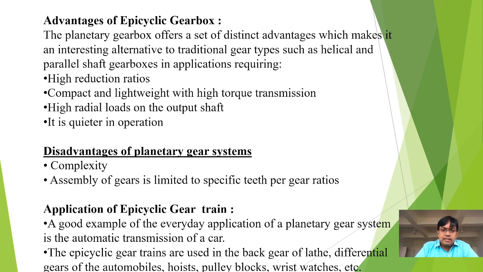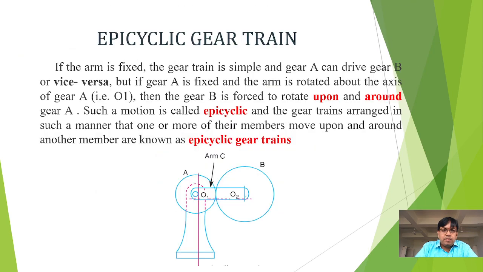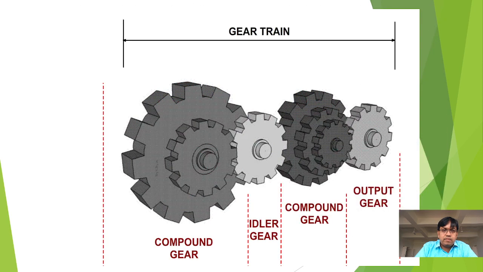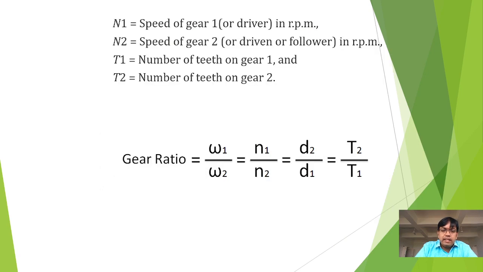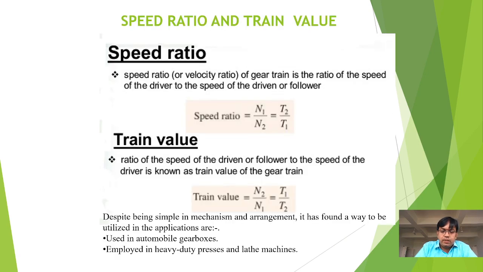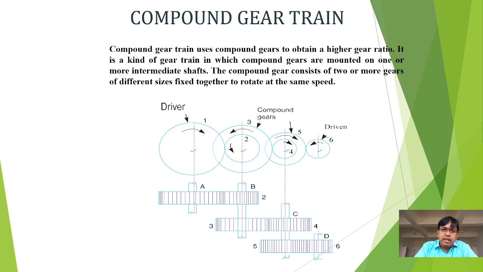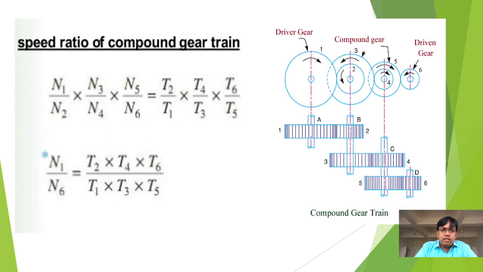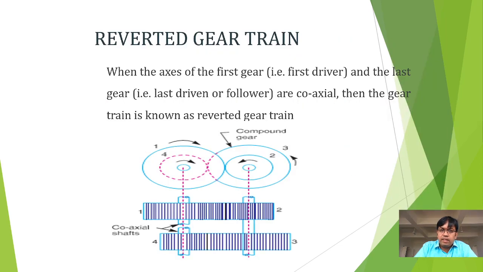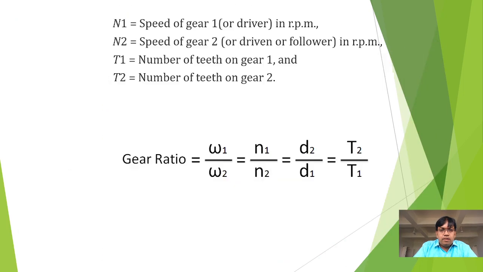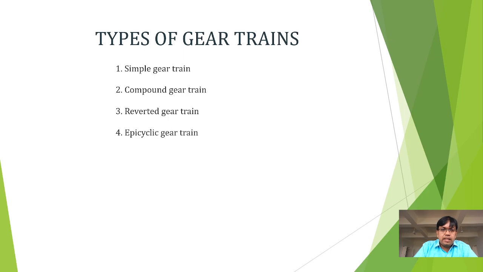Okay, so this is about the different types of gear trains. We have seen different types of gear trains and we have calculated gear ratio, speed ratio, and train value for the simple gear train. We have also seen the speed ratio for the compound gear train, and we have also calculated the speed ratio for the reverted gear train. And we have also seen the different types of gear trains, that is simple gear train, compound gear train, and reverted gear train.